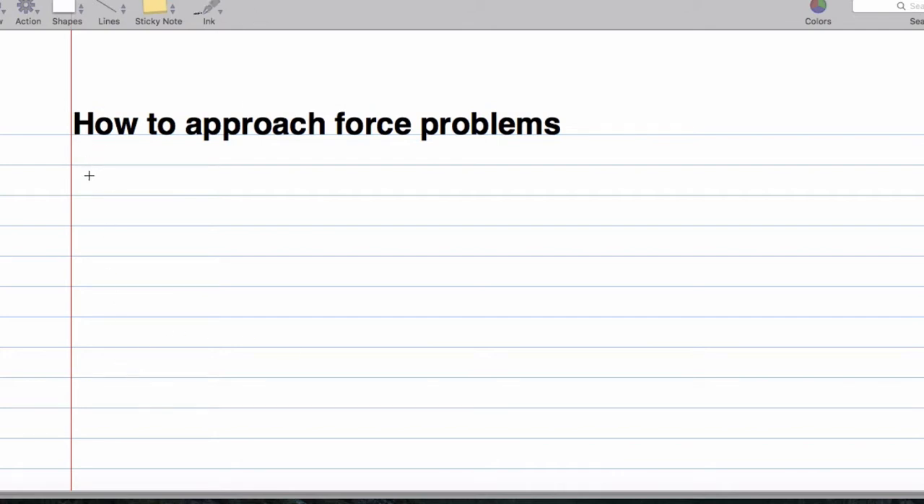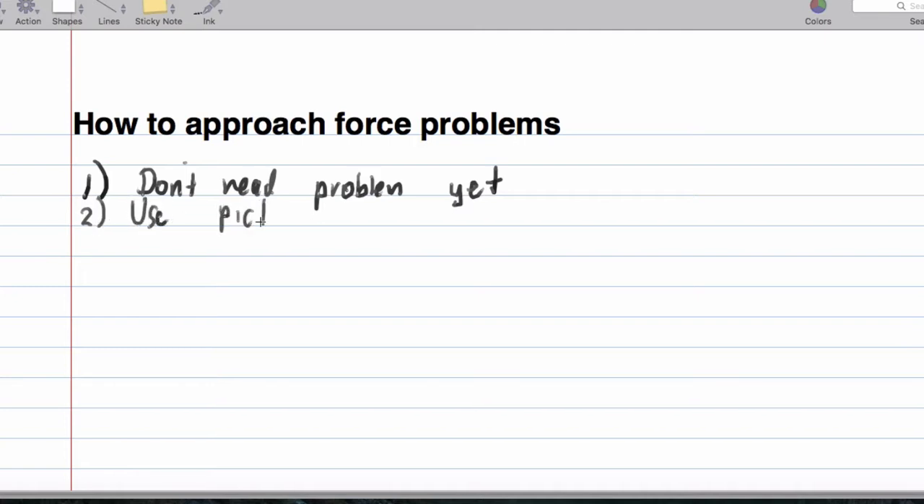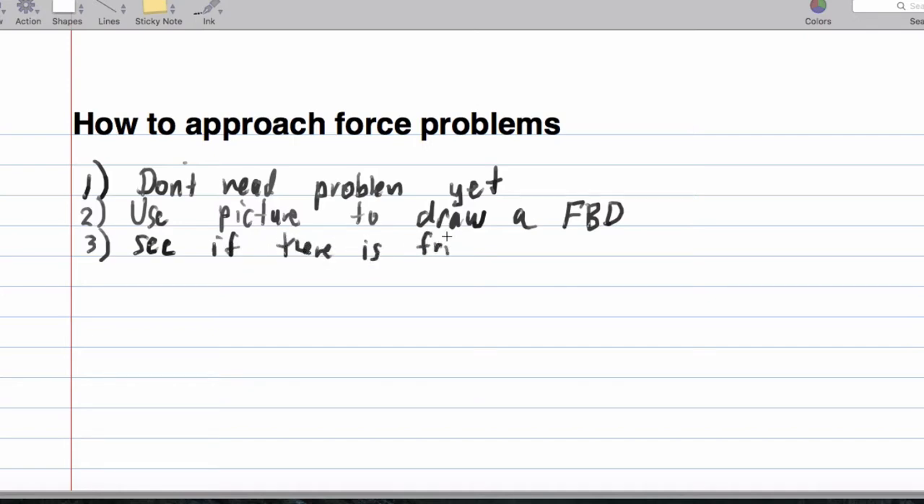First, don't read the problem yet. That's the first thing. The second thing, use the picture to draw a free body diagram. Next, see if there is friction.